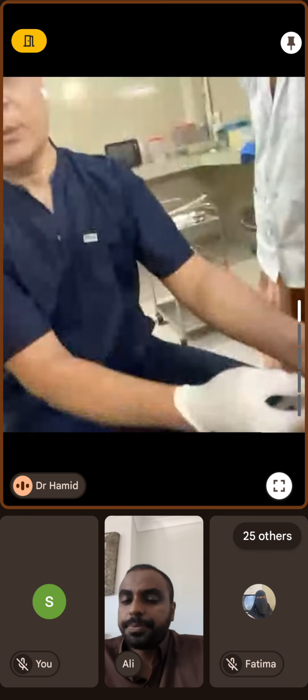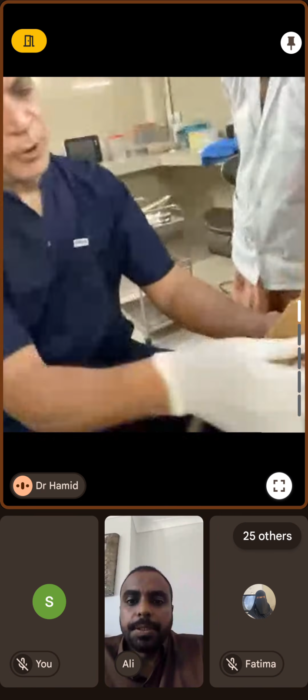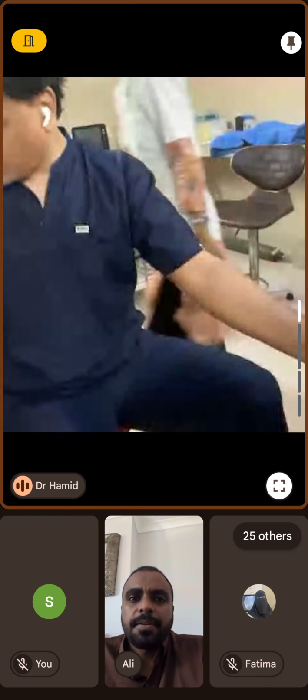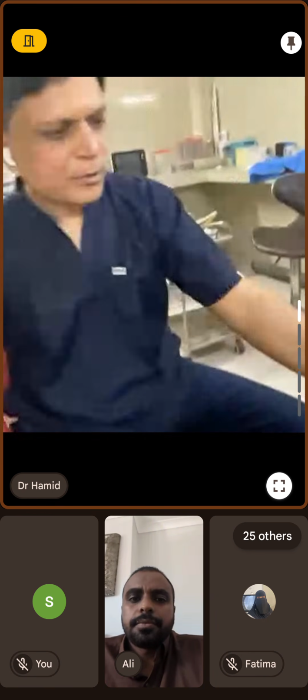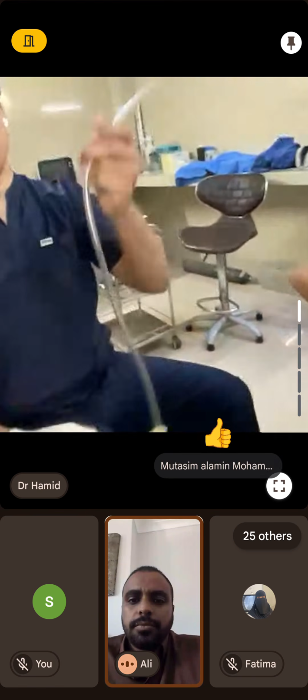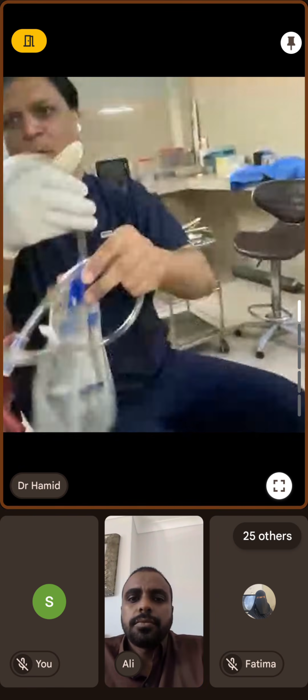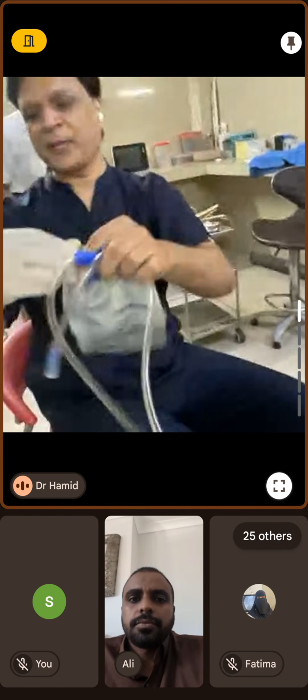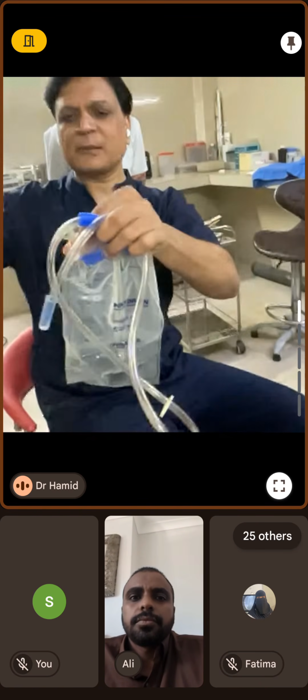So the holes should not be out. Once the drain is put inside, it is connected to the underwater seal. So this is the underwater seal, which has got water here at the lower level. The water should be filled to the level that is required.